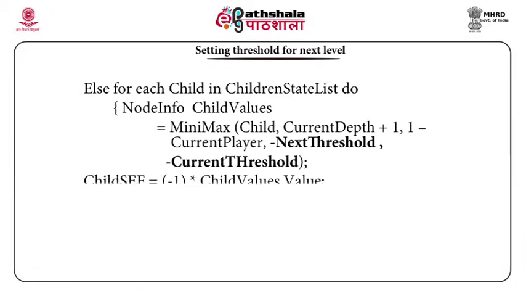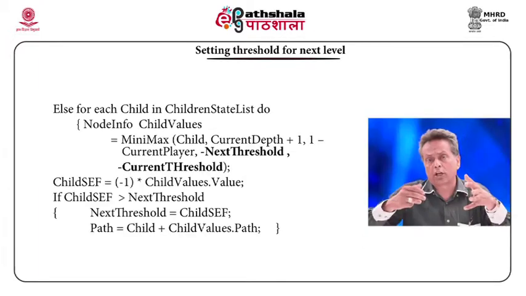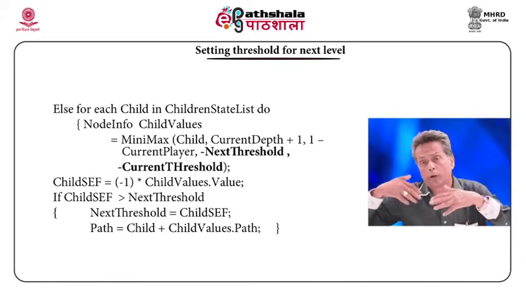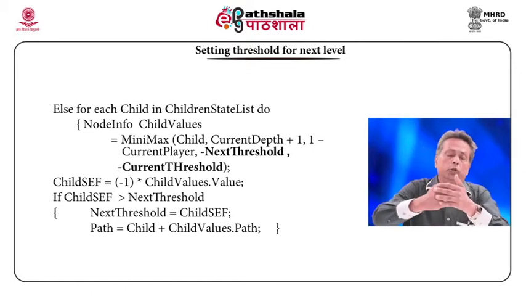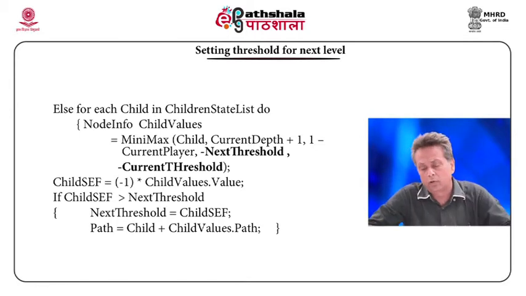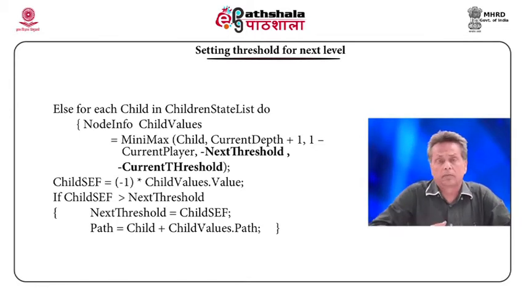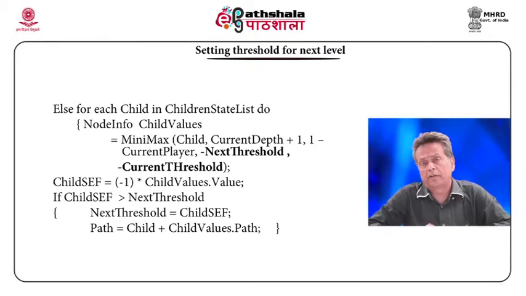The remaining part of the algorithm is a bit different. Otherwise, for every child we'll have to call this algorithm. Remember, that is what we were doing earlier. We are calling the same algorithm and getting the value back and then passing it up. This is precisely what we are supposed to do. So we are again calling the algorithm, and the algorithm again returns a node info object the same way as we have done before.